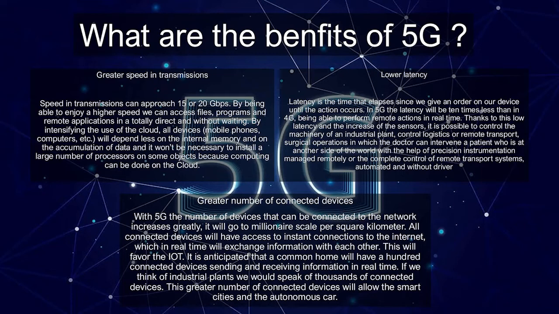Greater number of connected devices. With 5G, the number of devices that can be connected to the network increases greatly. It will go to the millions scale per square kilometer. All connected devices will have access to instant connection to the internet, and in real time will exchange information with each other. This will favor the IoT. It is anticipated that a common home will have 100 connected devices sending and receiving information in real time. If we think of industrial plants, we would speak of thousands of connected devices. This greater number of connected devices will allow smart cities and the autonomous car.